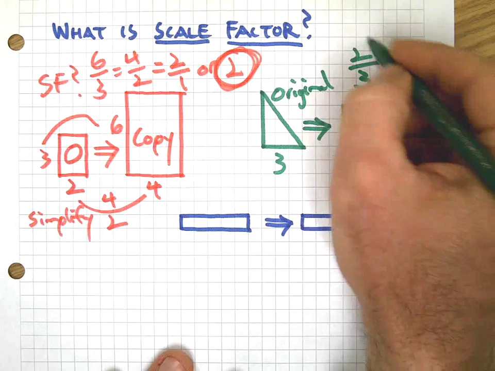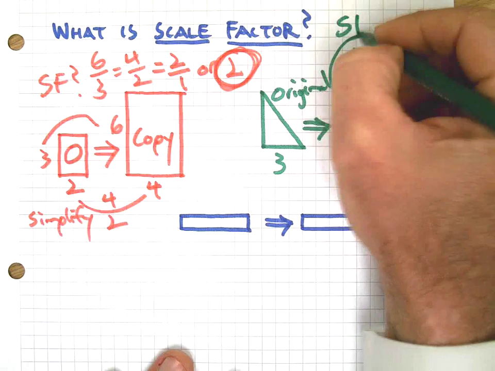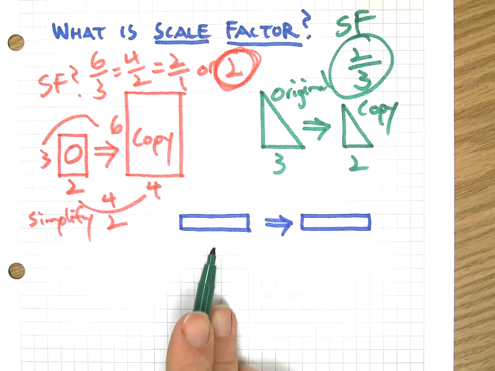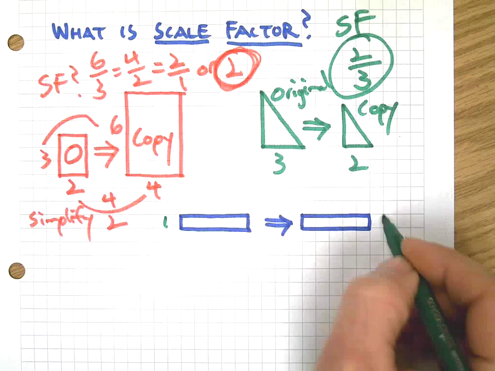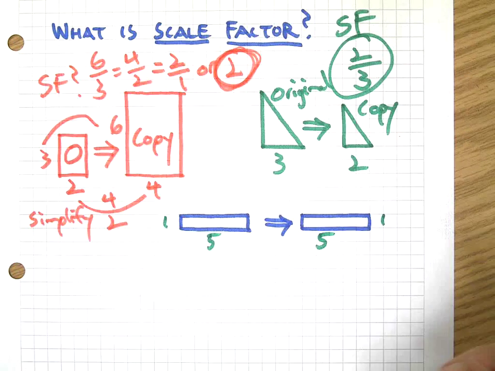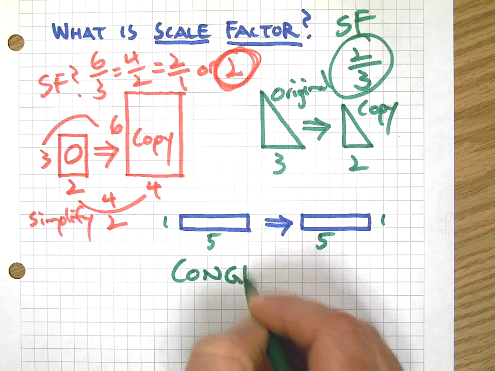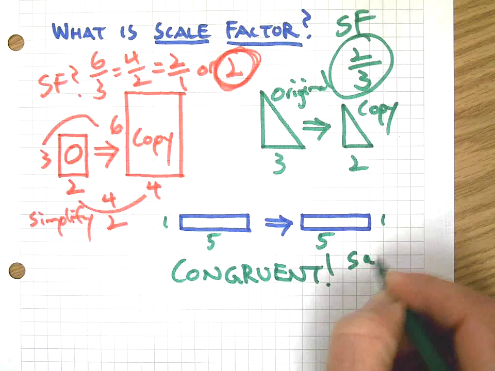Okay, I'm going to keep going. There. Can that be simplified? No, so that's the scale factor. Okay, remember, copy on the top. And finally, this one here, well, there's 1, there's 1, there's 5, there's 5. It's the same, right? That means it's congruent, same size, same shape.